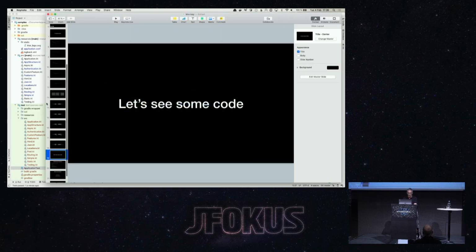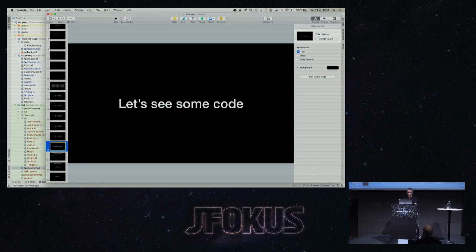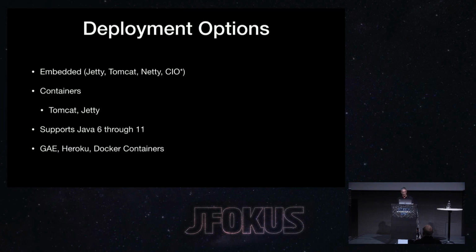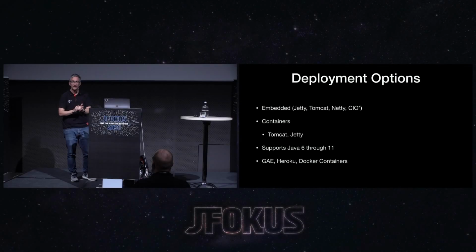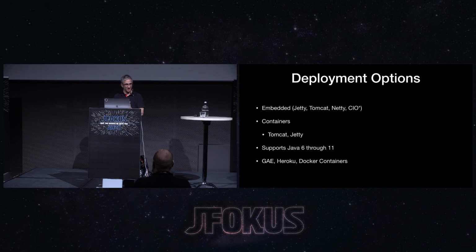Okay, let me give you a bit of a roadmap of where we're going with Ktor. Deployment options: embedded, you have Jetty, Tomcat, Netty, CIO. Anyone know what CIO is? It's the Coroutine IO engine. It's definitely not production ready. Generally you don't want to use that because it's not production ready. It isn't even experimental, it's just not production ready.